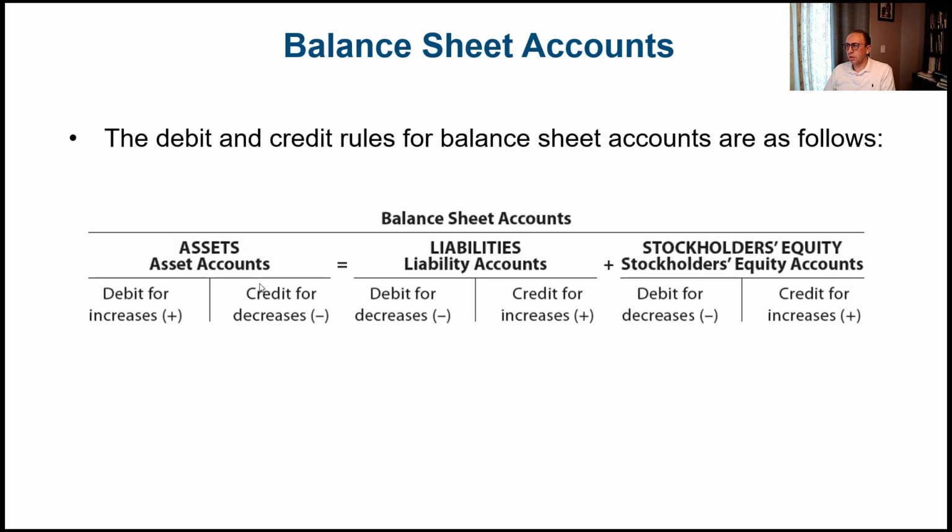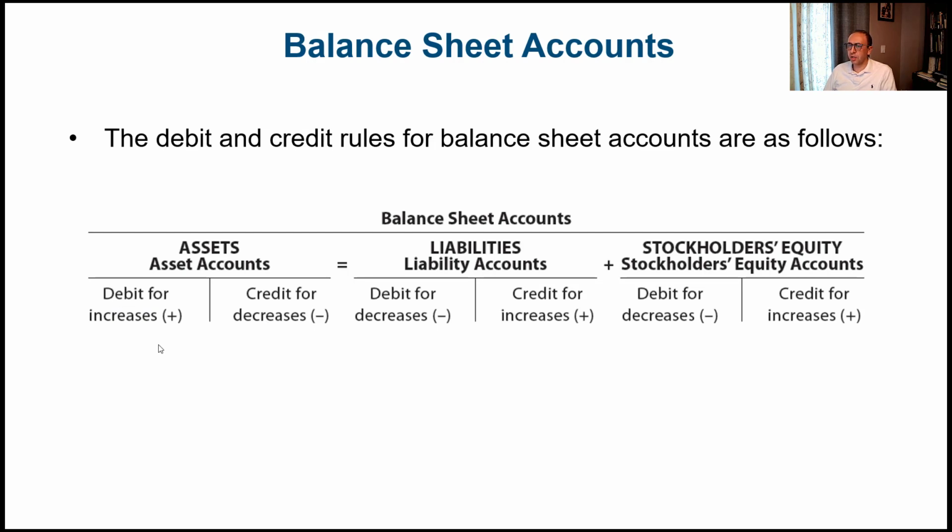As you can see here, we have the balance sheet accounts, and these accounts are assets, liabilities, and stockholders' equity. When we first introduced the T account, it was for the account cash, and by the way, cash is one of the assets. So we use the T accounts here, where we have the debit side, which is the left-hand side, and the credit side, which is the right-hand side.